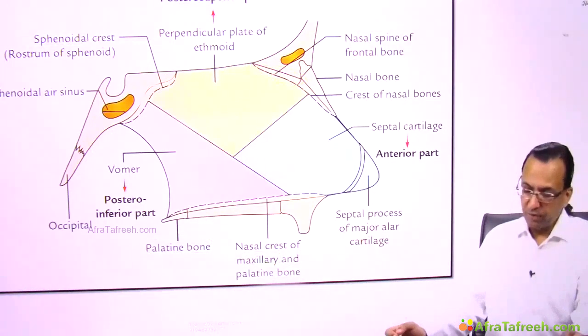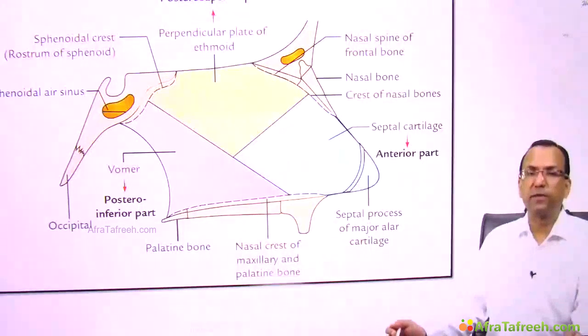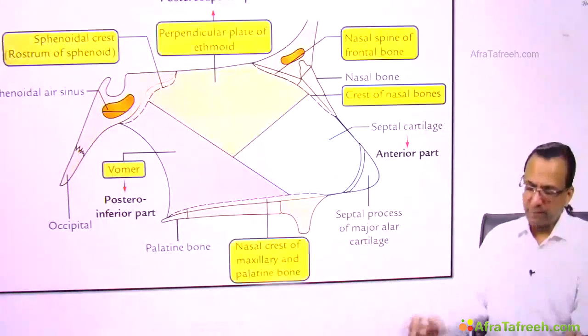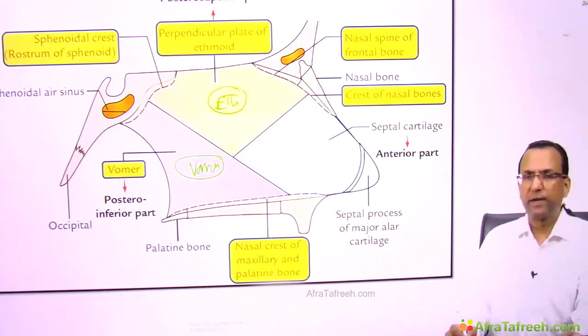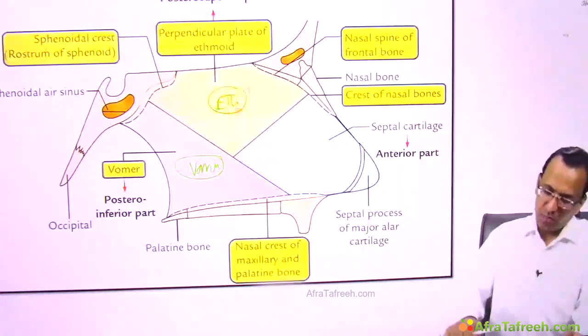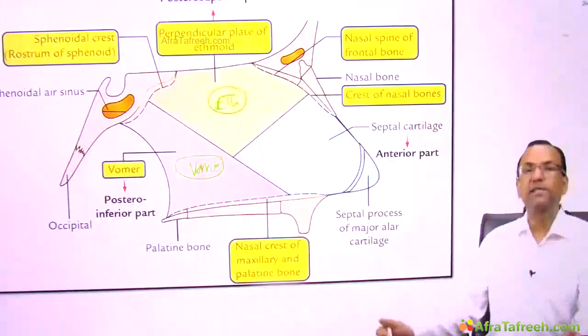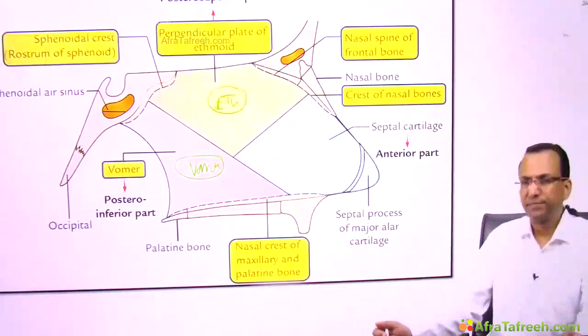So we have to remember these bones which are forming the nasal septum. Which bones are forming the nasal septum, which is a major one? Perpendicular plate of ethmoid and the vomer bone. Then beyond that, 4 crests and 1 spine. So the ethmoid bone and vomer bone are the major contributors. Otherwise, there are 4 crests and 1 spine.